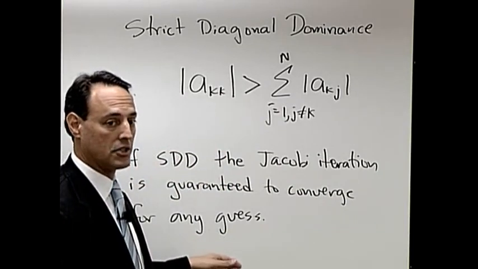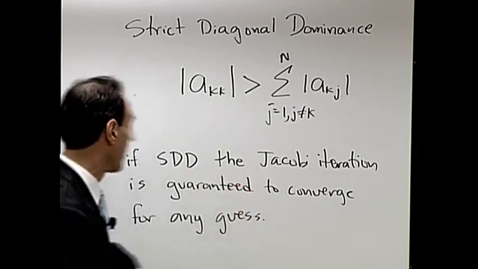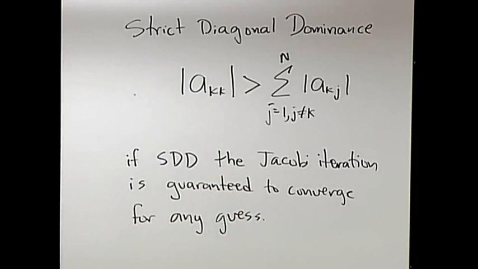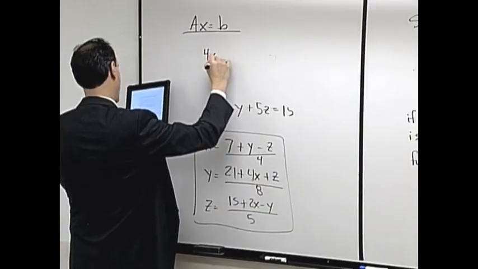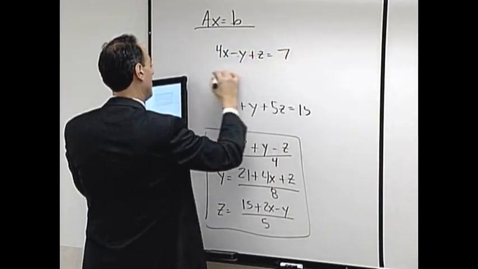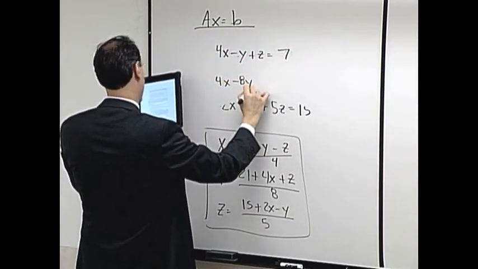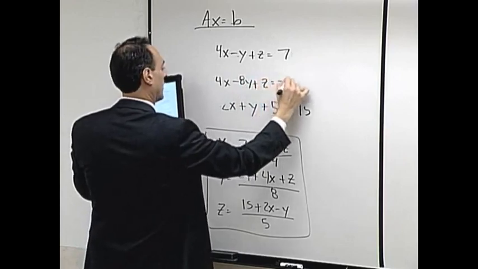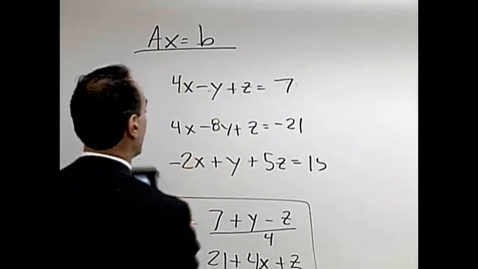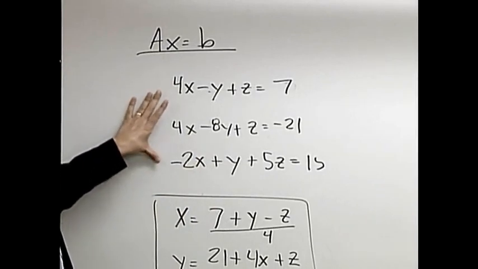And let's ask the following question. What was the difference between the two problems we had? Let's talk about the first problem that I just erased. Let me write it back up. Here it is. It was 4x, the way I had written it, minus y plus z is equal to 7. And then this equation was 4x minus 8y plus z is equal to minus 21, and this was minus 2x.